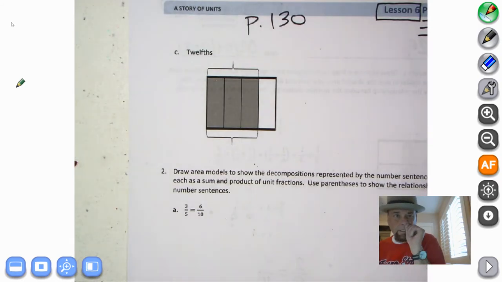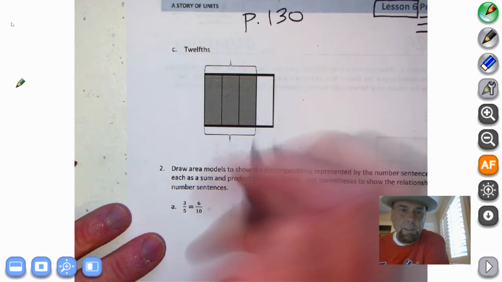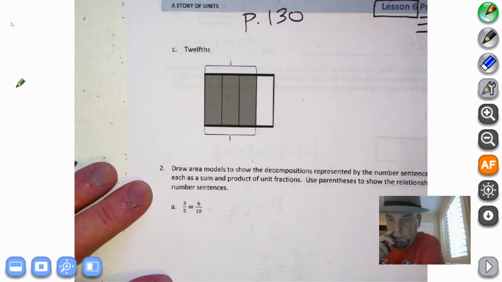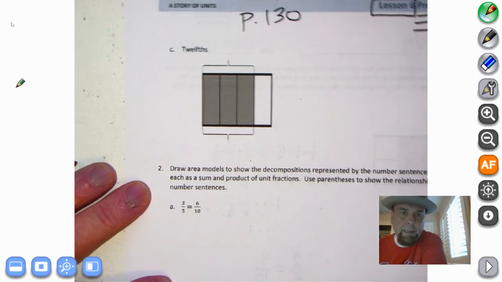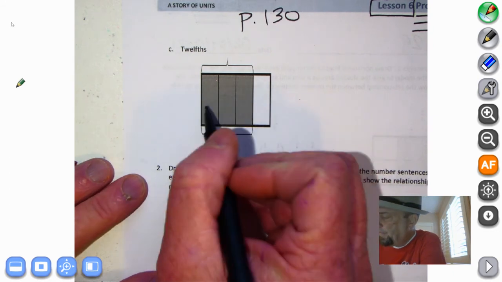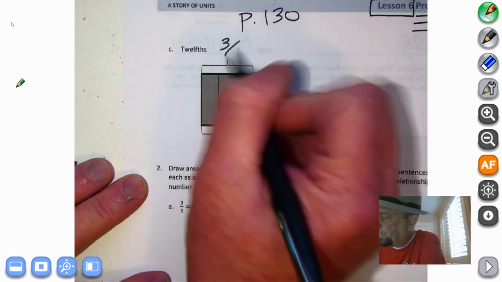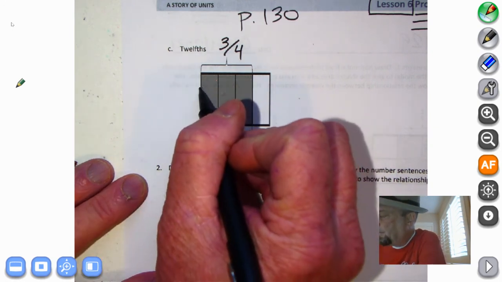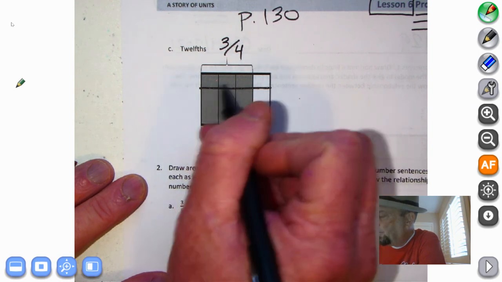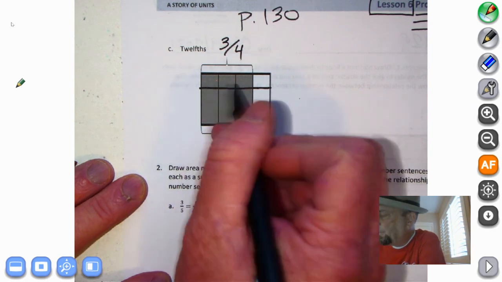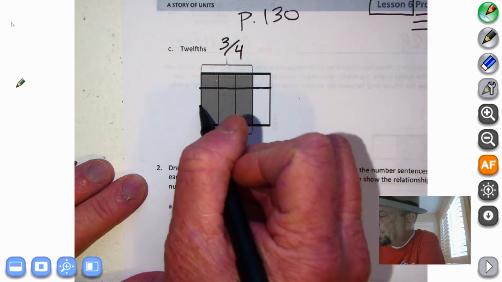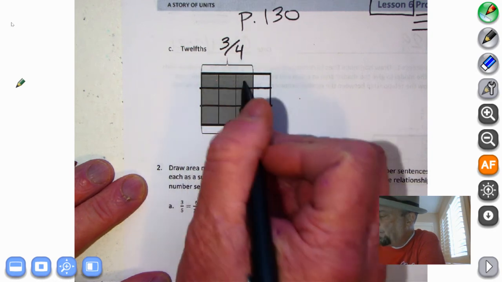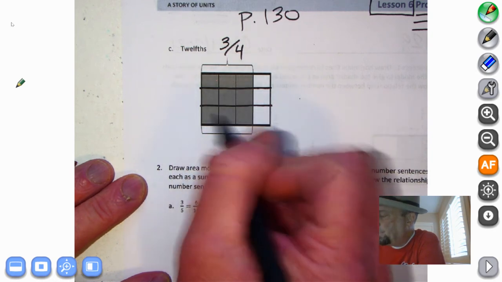What we're going to do is turn this into 12ths, okay? It's a good time where you pause the digital recording and try some on your own. I'm going to kind of set you up. We have 3 out of 4 here, so that's 3/4. And then we're going to turn them into 12ths. So let's cut them once. And there's 1, 2, 3, 4, 5, 6. 1, 2, 3, 4, 5, 6, 7, 8. We'll cut them again. 1, 2, 3, 4, 5, 6, 7, 8, 9, 10, 11, 12.